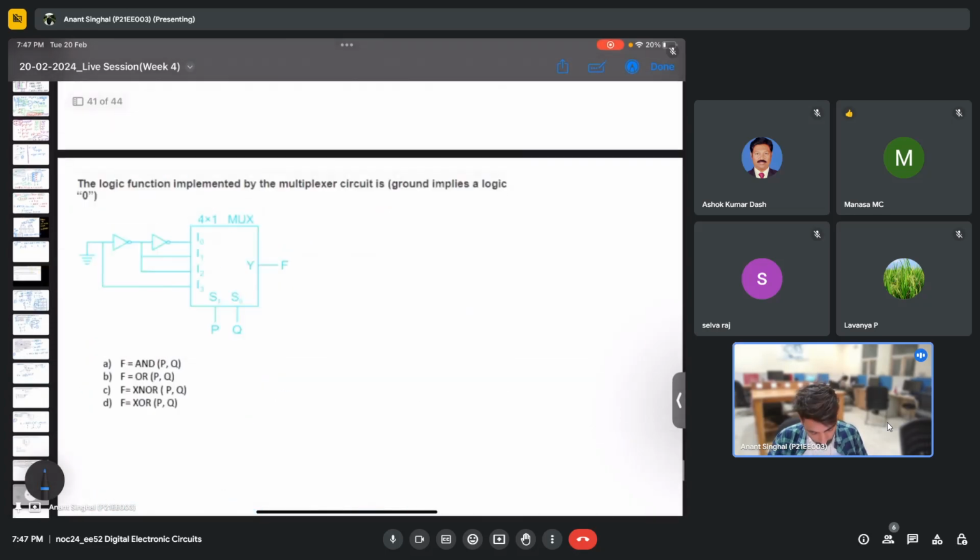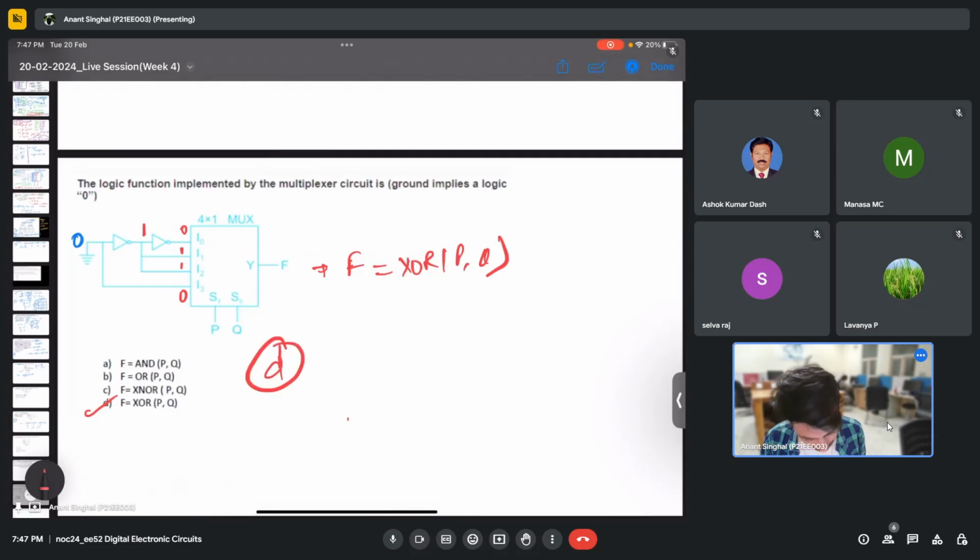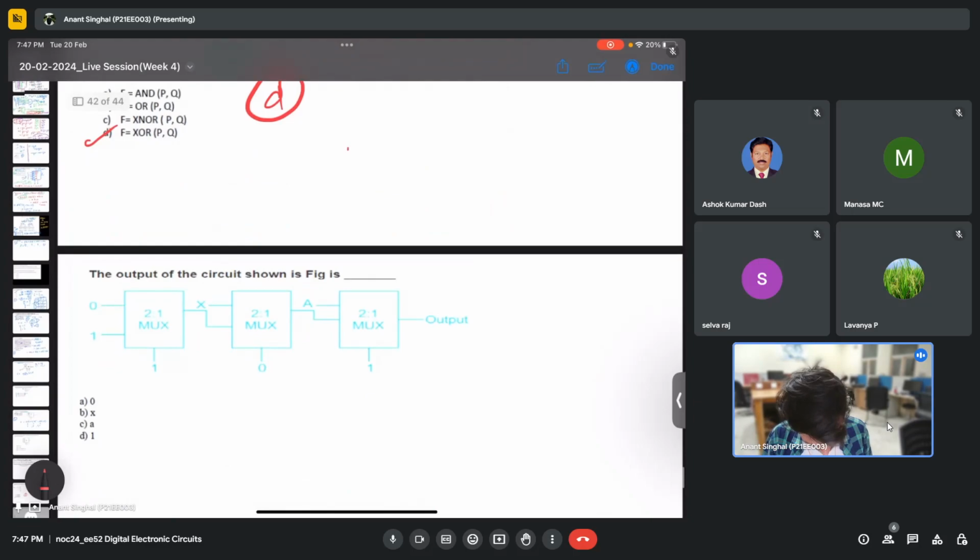Okay, so let me try to solve this quickly. Maybe we have 2-3 minutes. So we have a ground here. We need to calculate the final output. So we will have a 1 here, ground here, 1 1, and then 0. So again it will be XOR. We have done a lot of questions, so this will be XOR. So option D will be correct. You can check it also.